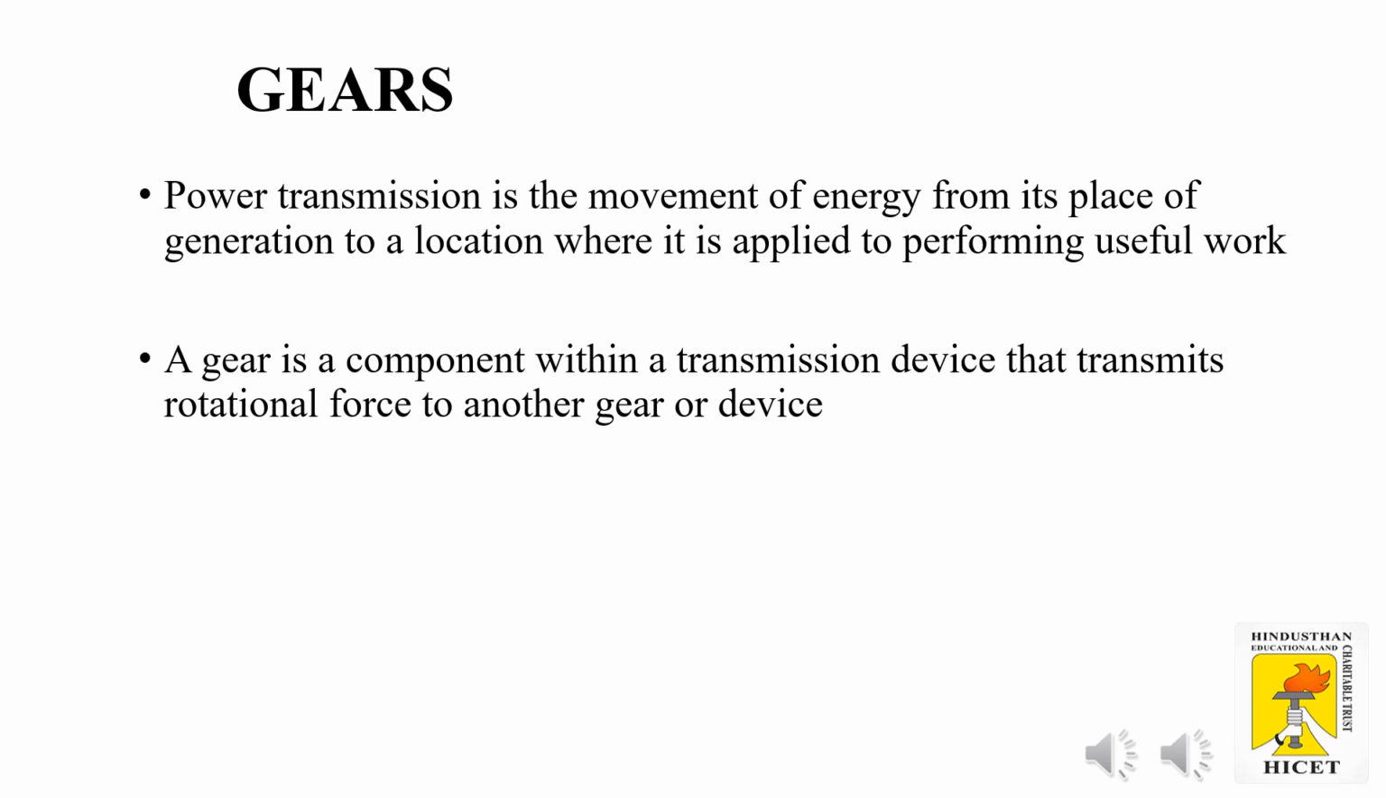Since there is no slip, exact velocity ratio can be obtained in these gear drives. These gear drives are capable of transmitting larger power than belt and chain drives. So it is more efficient and effective, and it requires less space when compared with belt and rope drives, and hence it is more compact.